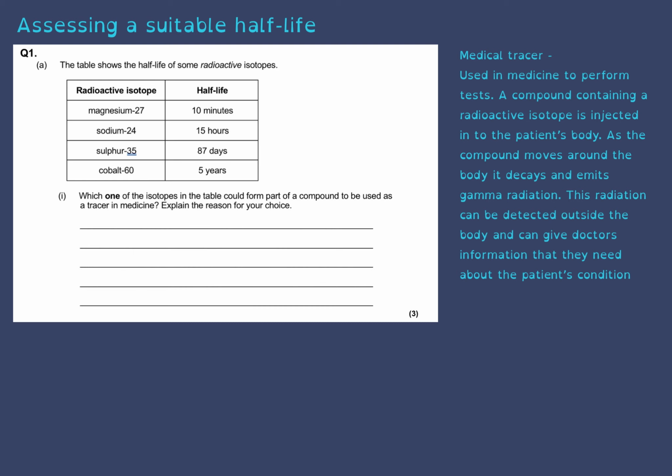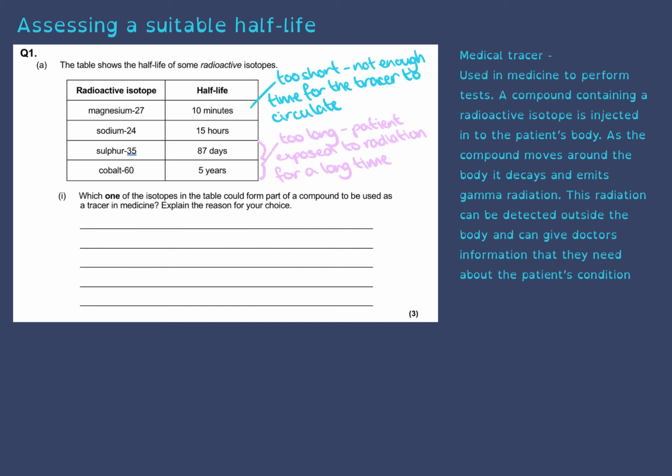Magnesium-27 has got a half-life of 10 minutes. That's too short. It's not long enough time for the tracer to move around the body and for the readings to be taken. Two at the bottom, sulfur-35 and cobalt-60, one is 87 days and the other is 5 years. These are both too long. The patient will be exposed to ionising radiation for all of that time, and that could be dangerous for the patient. Which means sodium-24 is the correct answer.